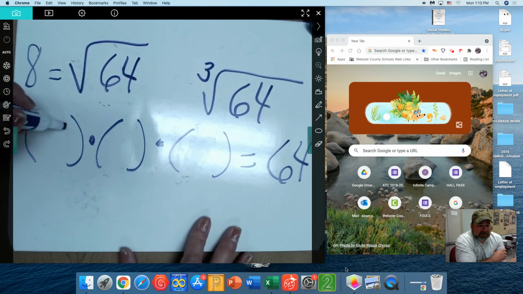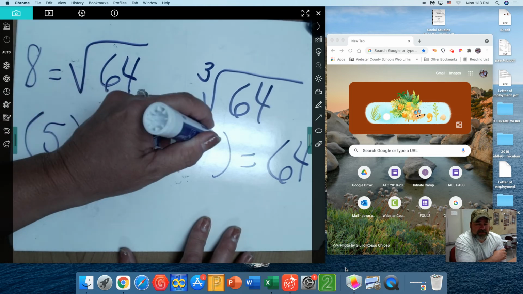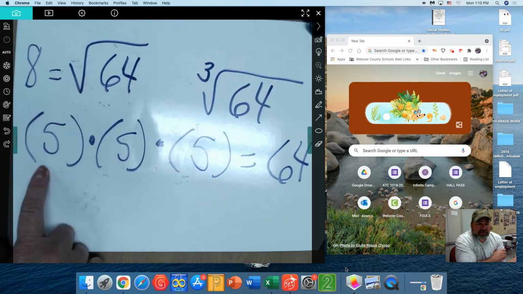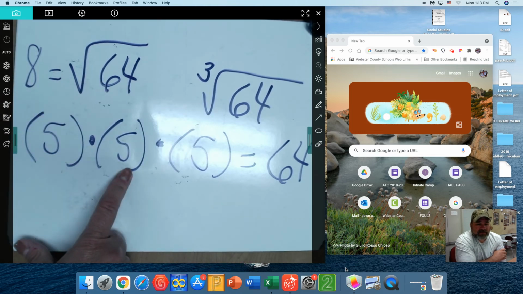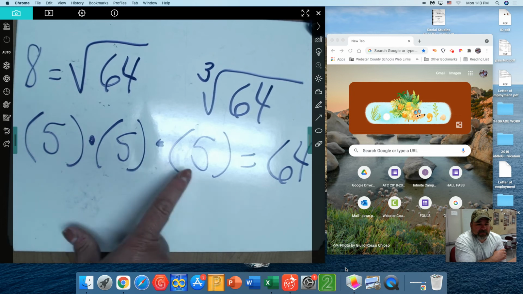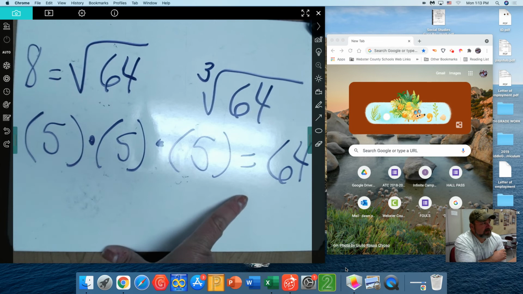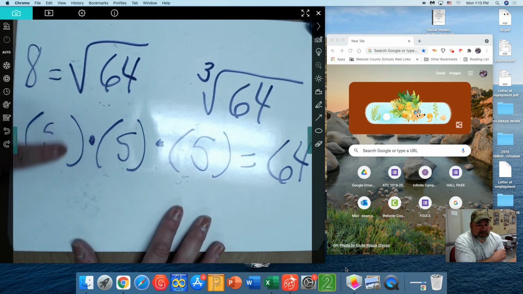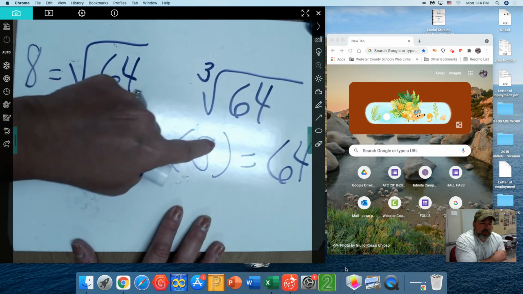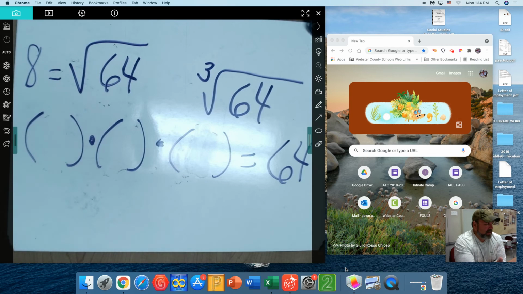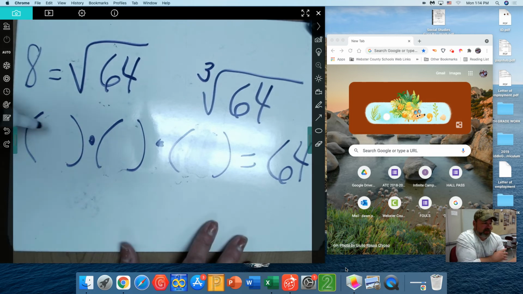So let's try 5. 5 times 5 times 5. 5 times 5 is 25, and 5 times 25 is the same thing as having 5 quarters, which is $1.25. So that's too big. Right. And a lot of people too don't make that 3 times 5. It's not 15. So just because it's 3 numbers, remember it's multiplied times itself 3 times, not times 3.